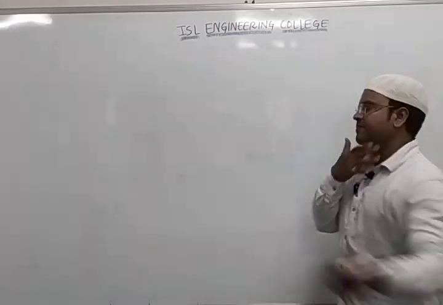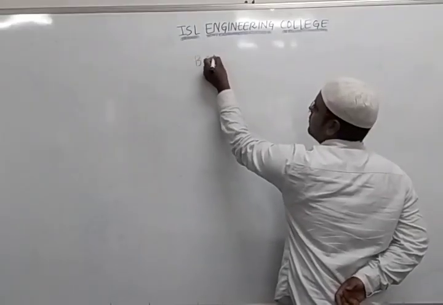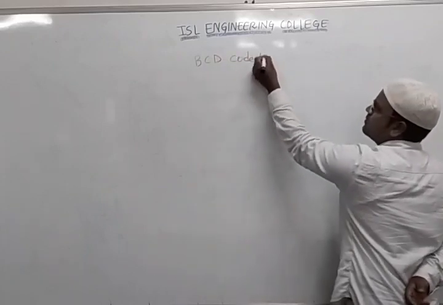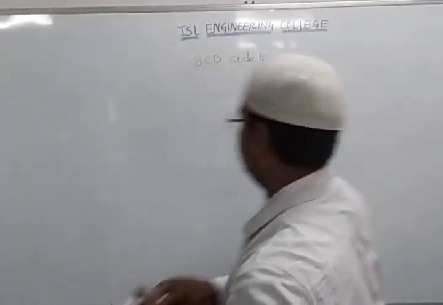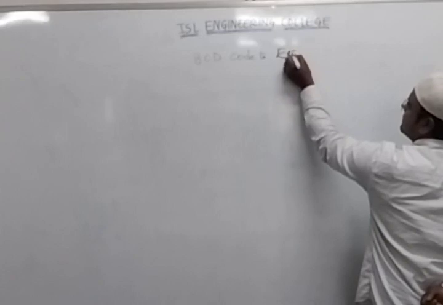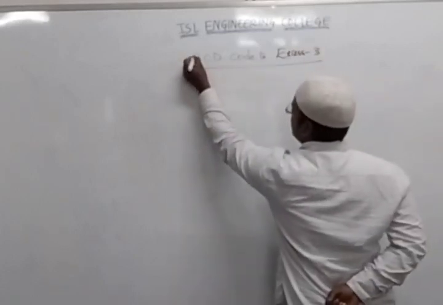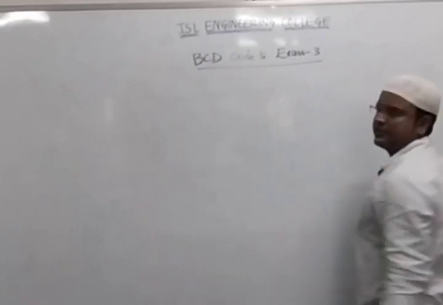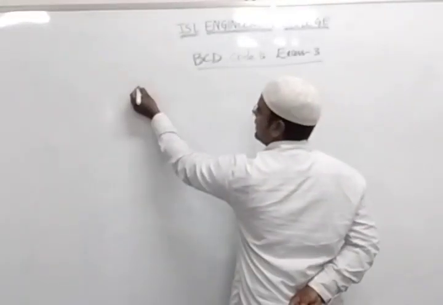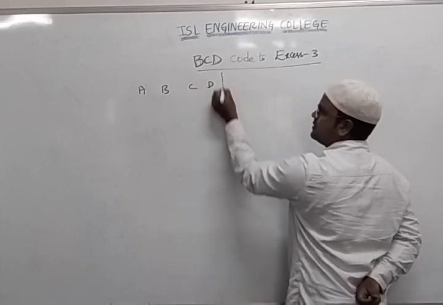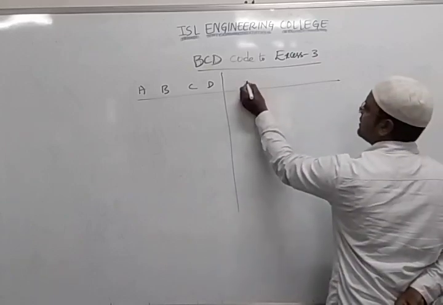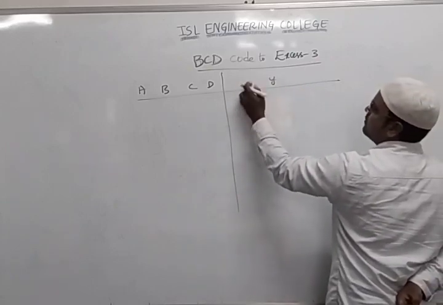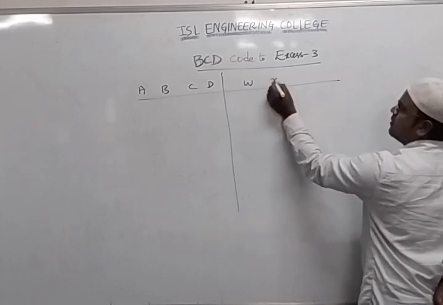We will take the BCD code, so we are now taking BCD code to Excess 3. This is our question. BCD code we are converting into Excess 3. For this code conversion, how do we take it? We'll take A, B, C, D. These are our BCD codes, right? For that value we want to write the output. Output of Excess 3 we are calling W, X, Y and Z.